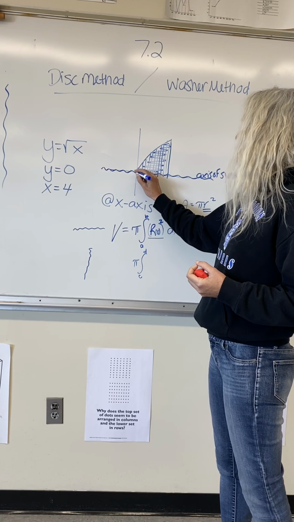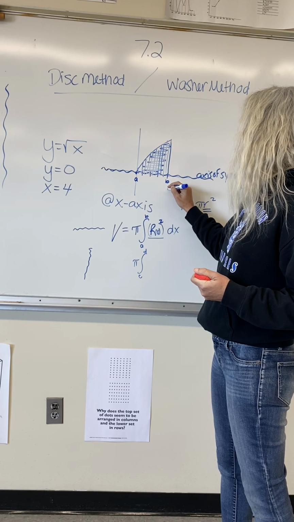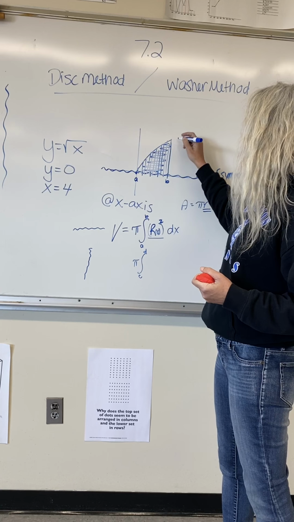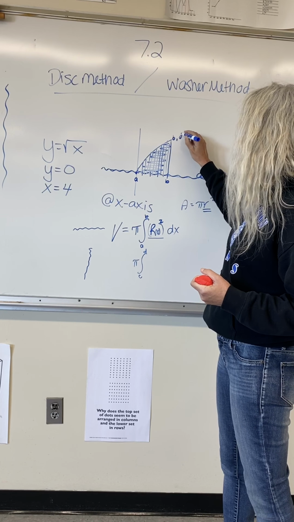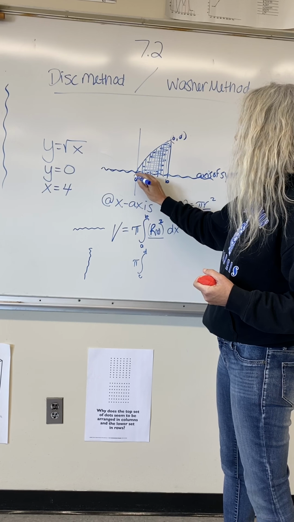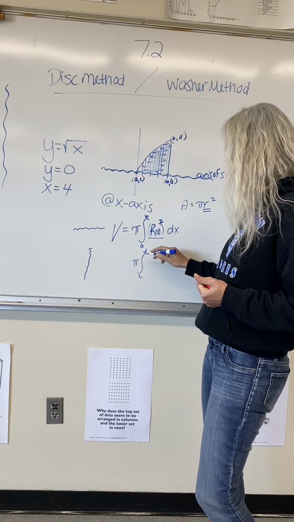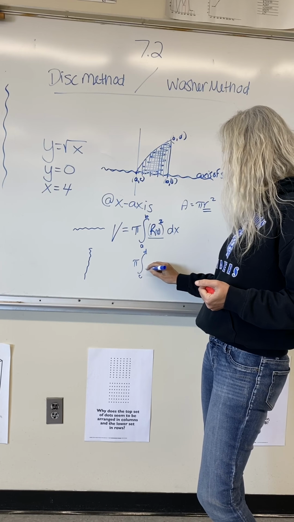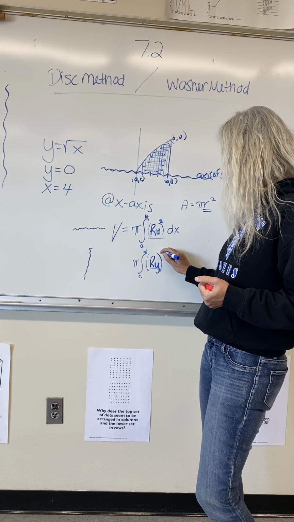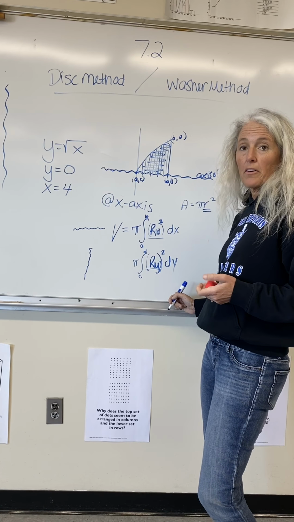So if I said this is a and b, x values, and c and d, this would be the point b comma d. This would be the point a comma c right here. This is b comma 0. So since c and d are my y values, this function would need to be the radius in terms of y. And so you're going to see me writing dy there.